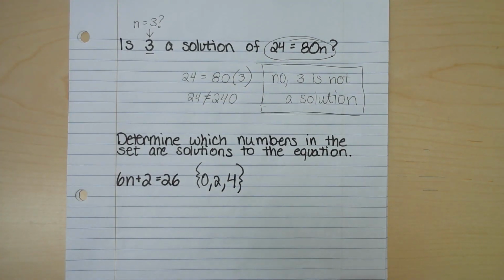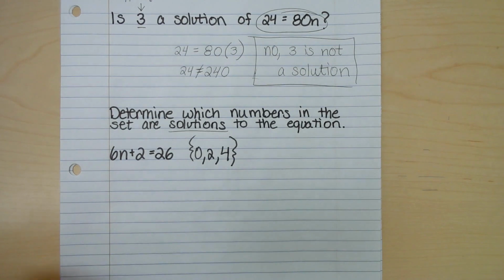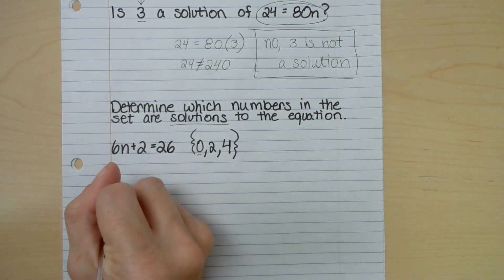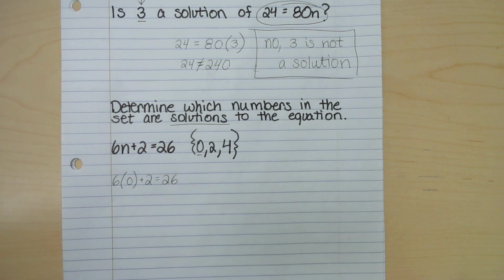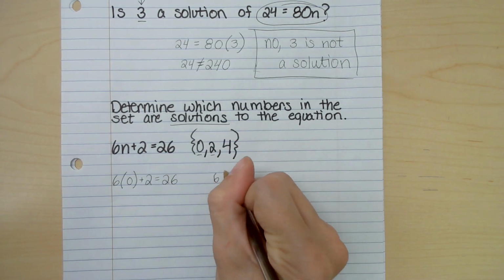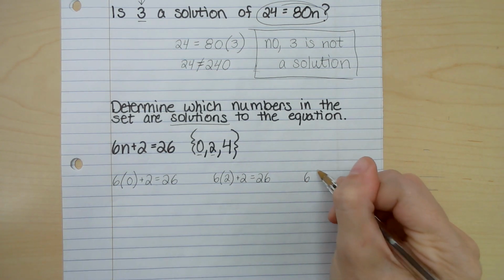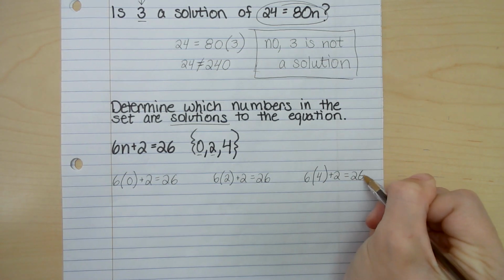Now, the next example, they might give us 3 different numbers to check to see if they are solutions, to see if they make a true statement. So when this happens, you have to check each one. So if there are 3 numbers in the set, you should be doing your equation 3 times. So first I'm going to check 0. 6 times 0 plus 2 equals 26. Then I'll check the 2. 6 times 2 plus 2 equals 26. And then the 4. 6 times 4 plus 2 equals 26.